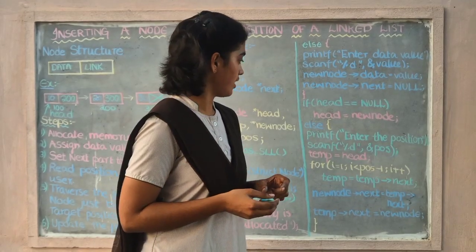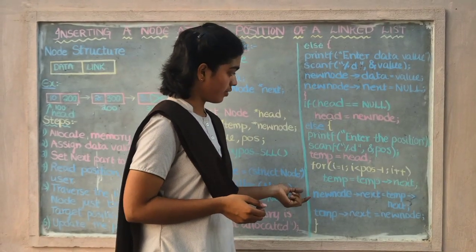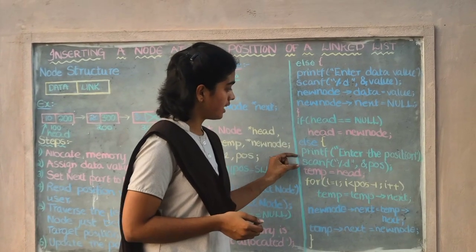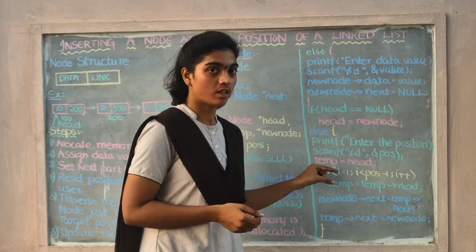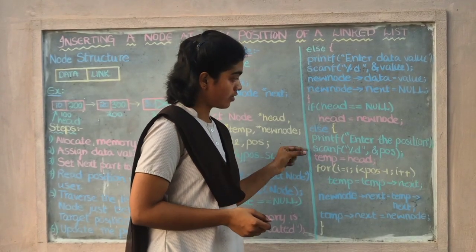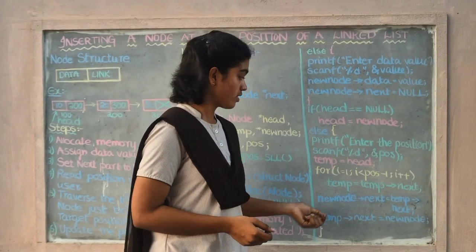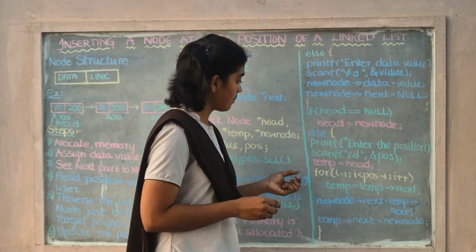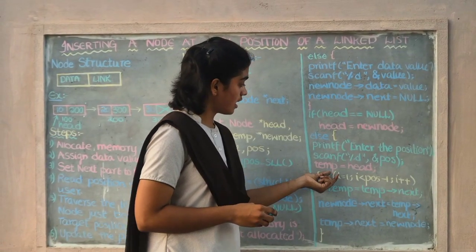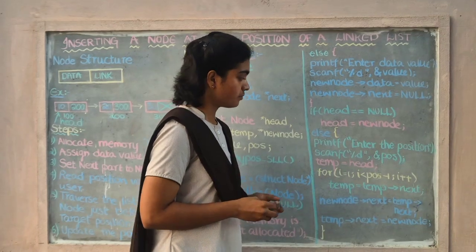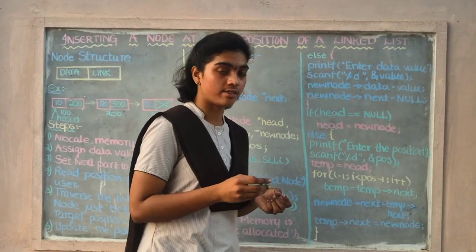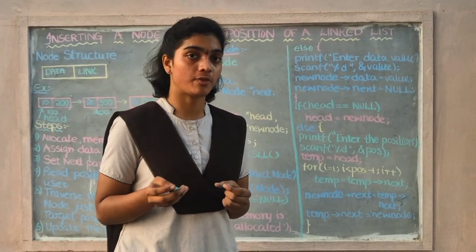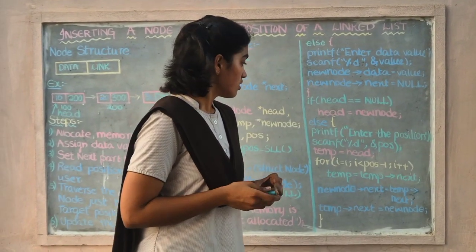What about when the list is created? When the list is created, this else part should be executed, in which printf and scanf functions are used to read the position value from the user, and that position value is stored in the variable pos. And also a temp variable is declared and initialized to head. Here a for loop is used to traverse the list to the node just before the target position.